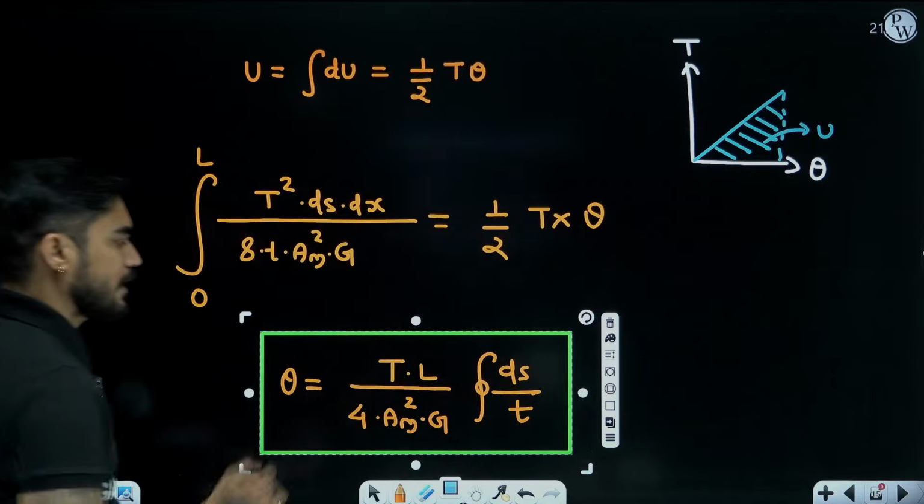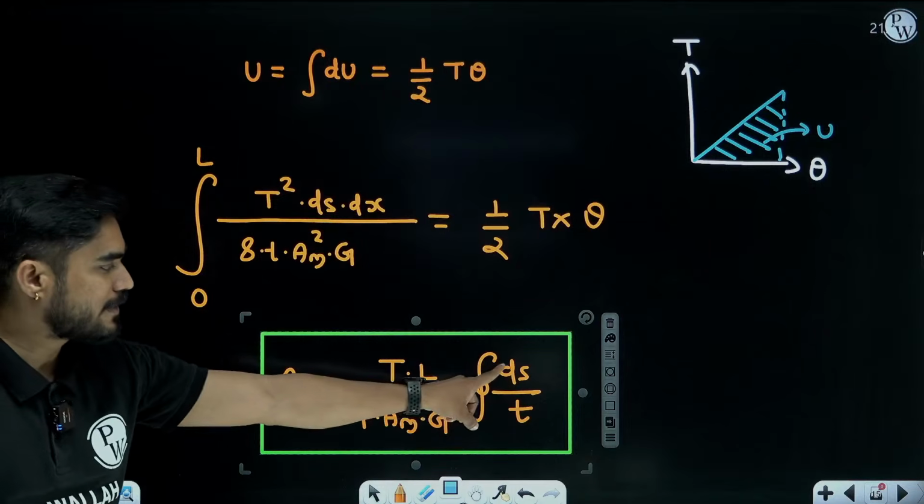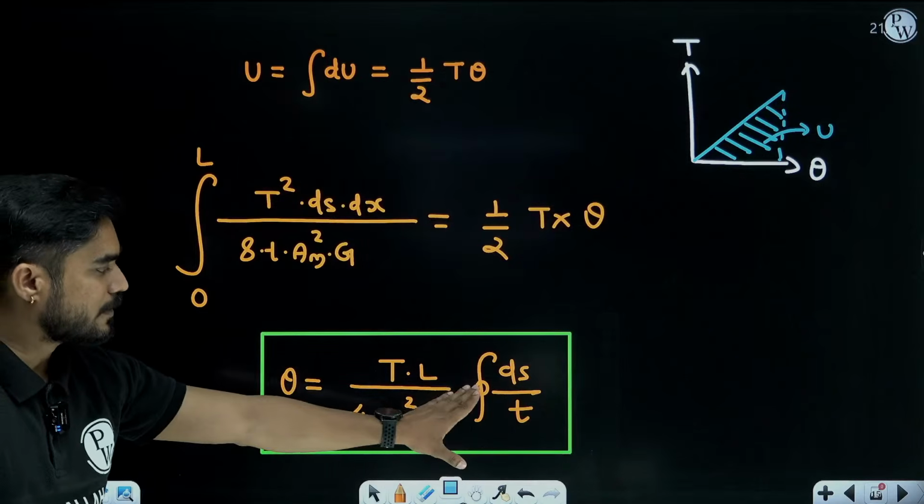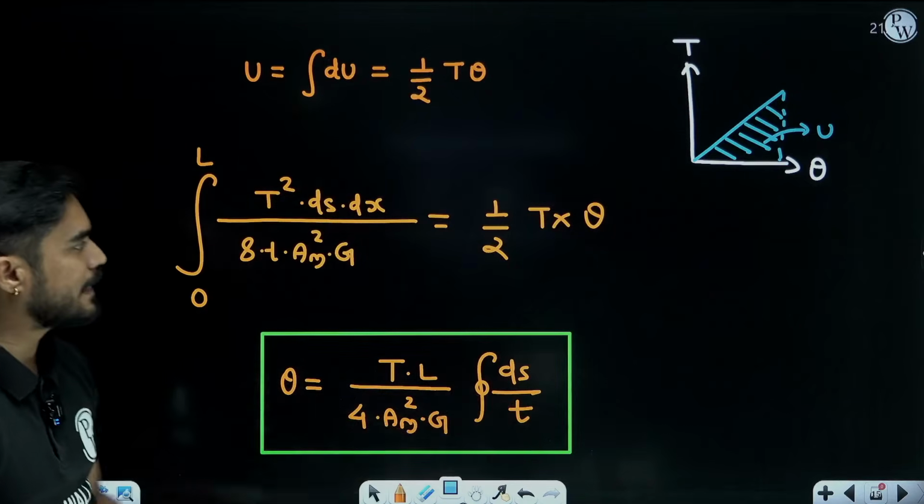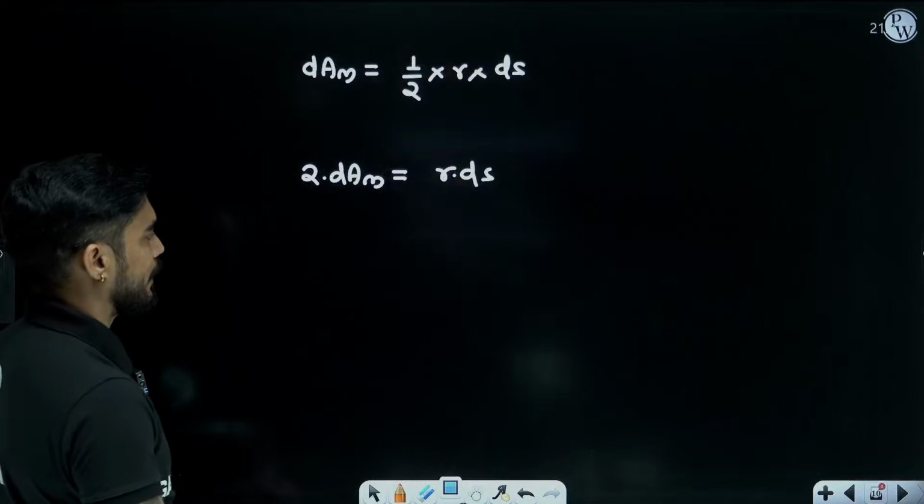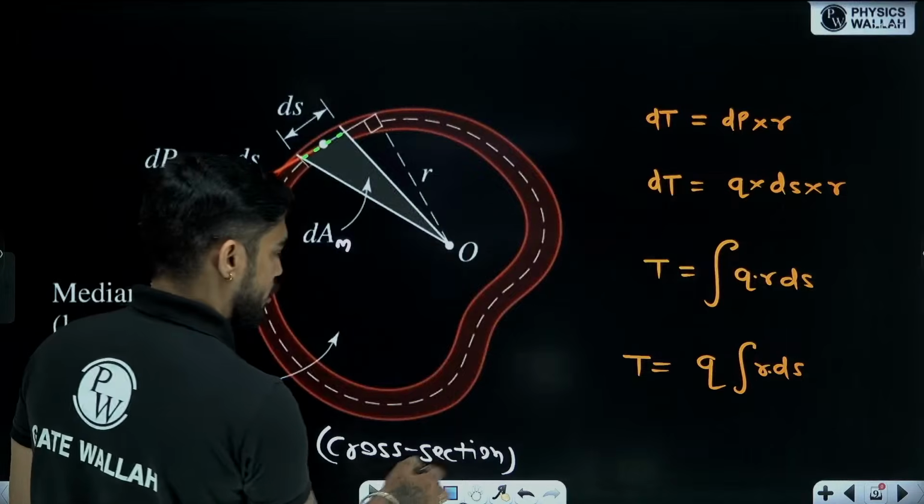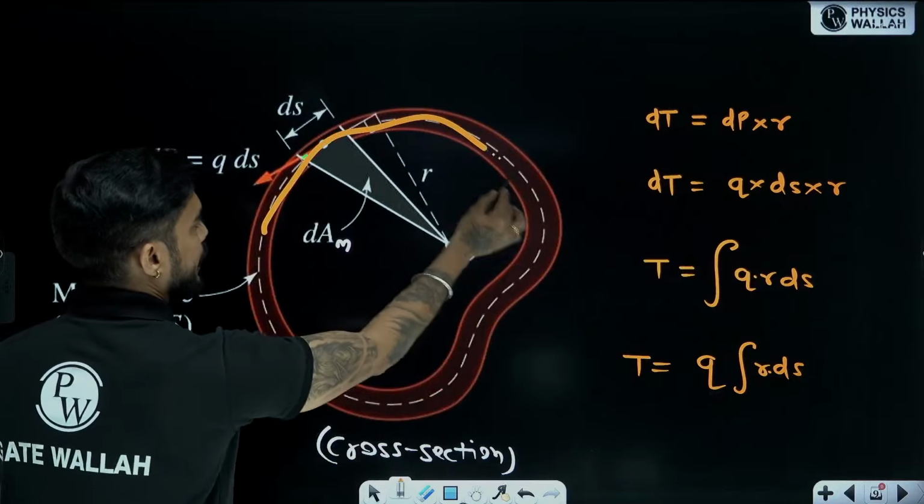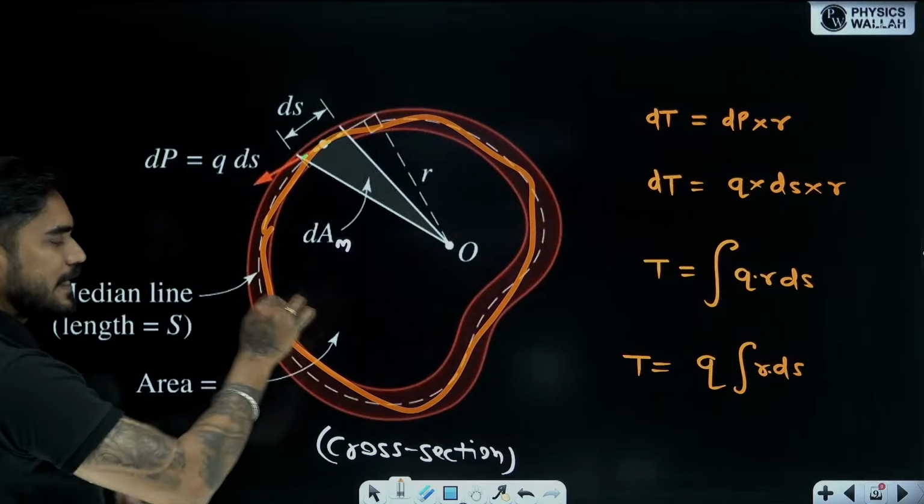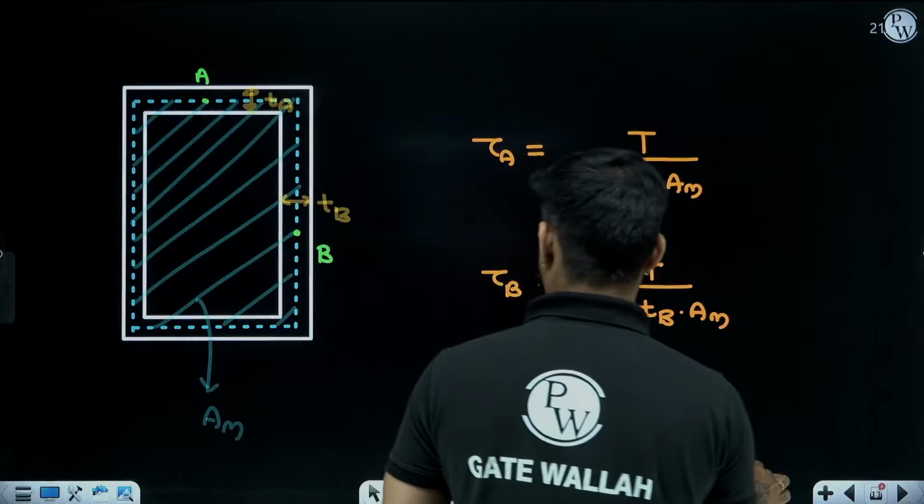Now understand how to use this equation. What is this ds by t? This is the summation of ds by t for this entire length. Summation of ds by t for this entire length. Understand how to use this formula.